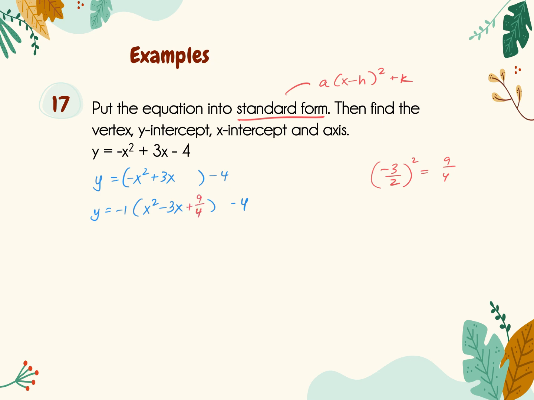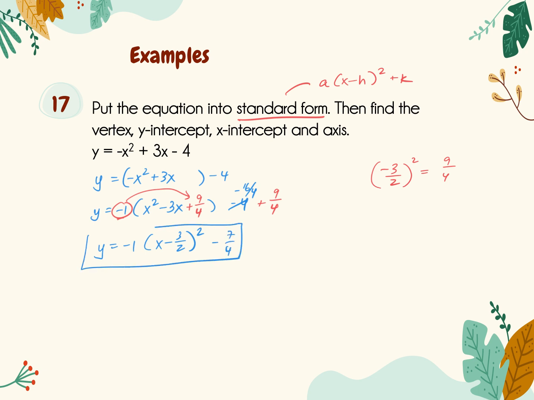But again, if I'm adding 9/4, I have to remember that what I'm really adding is 9/4 times -1. So that's really a -9/4, which means this has to be a positive 9/4, because I have to have the opposites. They have to eventually cancel each other out, okay? So I have to remember that -1 I took out. So I keep going here. This is going to equal -1 times x minus 3 over 2 squared. And then a -4 is the same as minus 16 over 4. I want to give it a denominator of 4. And I'm going to get minus 7/4.